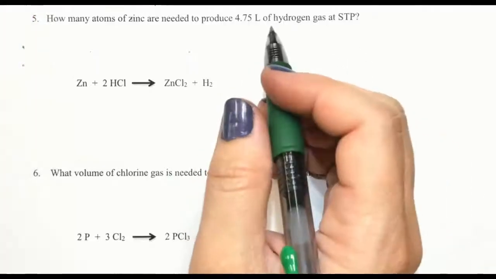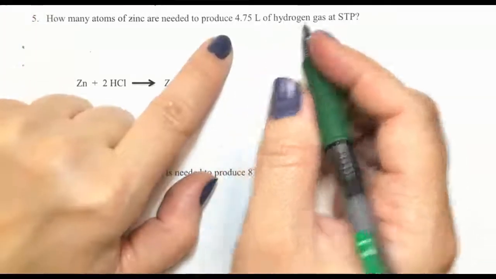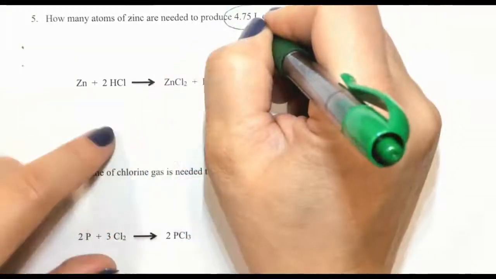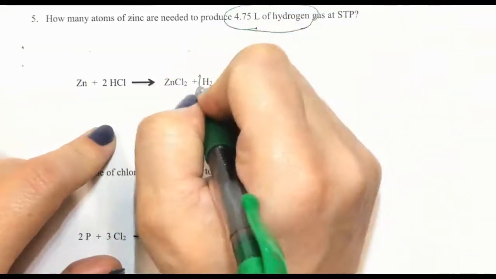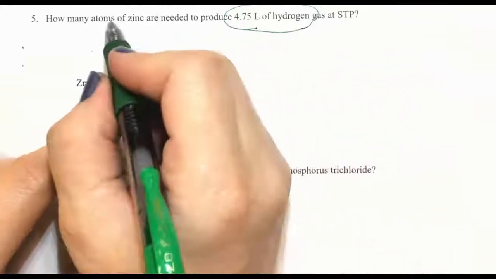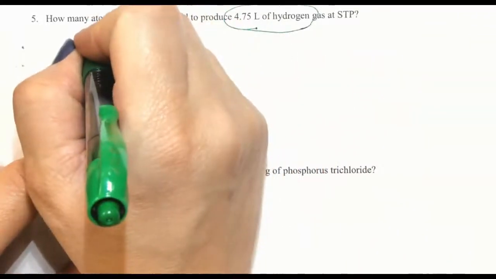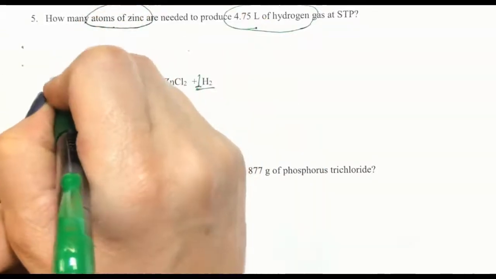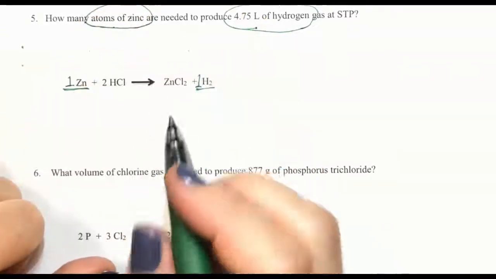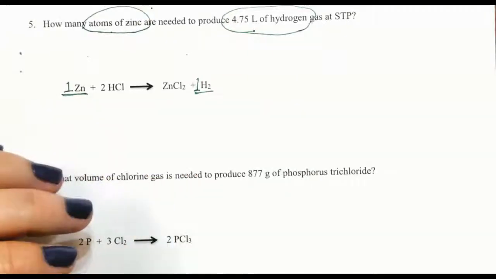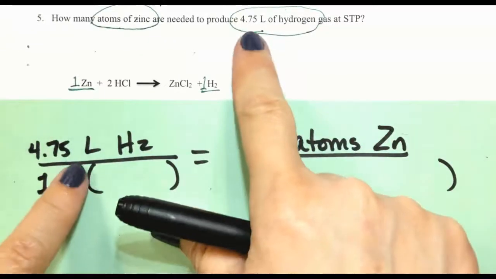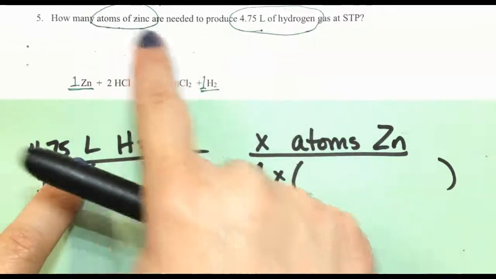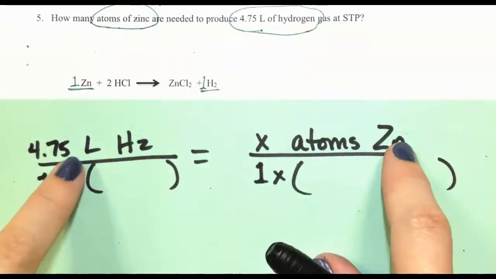Okay, number 5, we're going to see our given is 4.75 liters of hydrogen gas. Here's hydrogen gas, which has a coefficient of 1. And then our unknown is how many atoms of zinc. And here's our zinc, and it has a coefficient of 1. So let's set up our proportion. So we have our given 4.75 liters of hydrogen at the top there, and we have x atoms of zinc at the top here, our unknown.